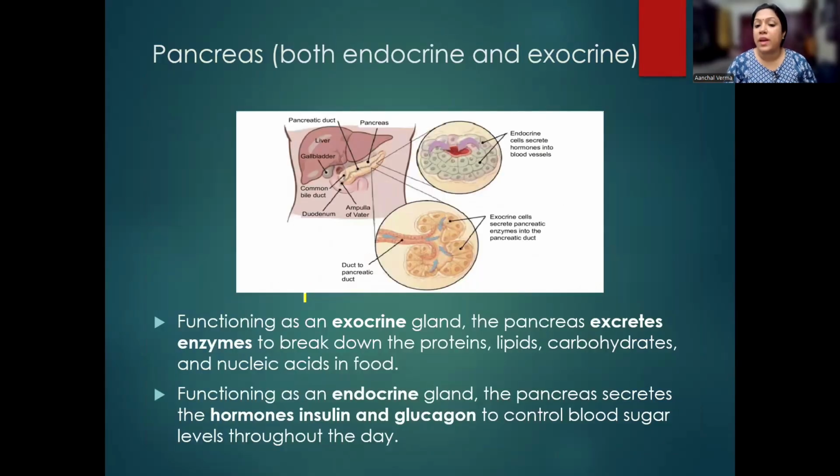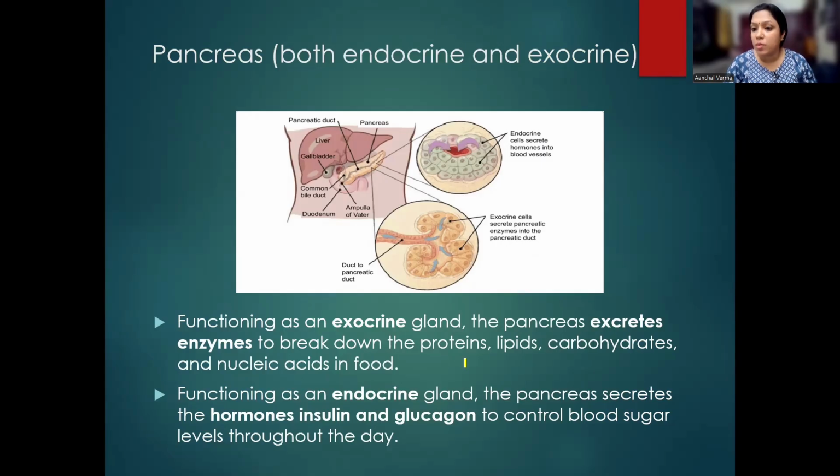Then you talk about pancreas. Pancreas is a dual gland. This question is very common. Why is it a dual gland? Because it functions as endocrine as well as exocrine. Now, when it functions as an endocrine gland, what is the function?